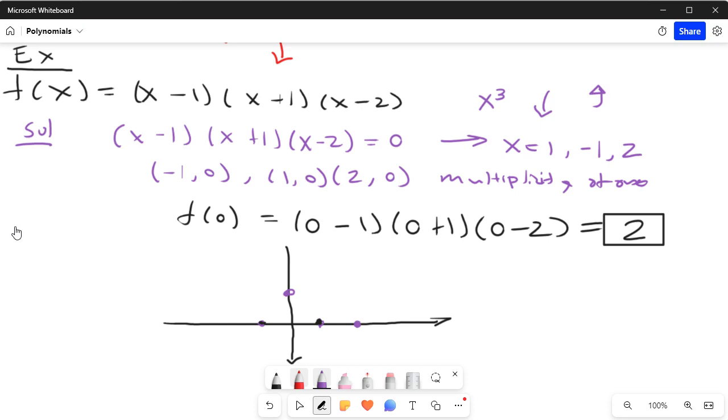Okay, so here it looks like we just have to make the graph go something like this, where it passes through and it comes back up. So that shouldn't be too bad. And this is a rough sketch.